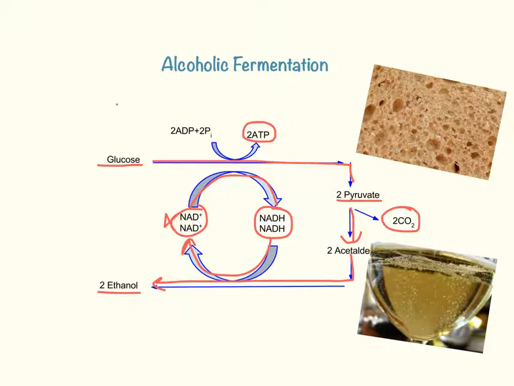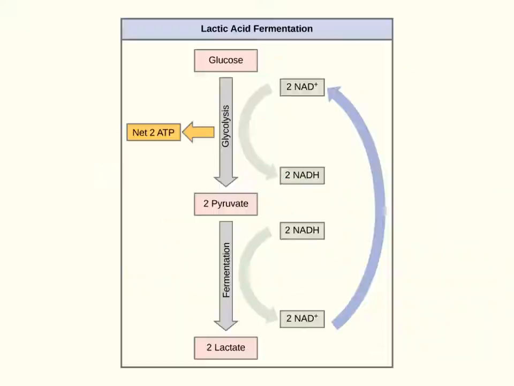The energy yield from this process comes from the glycolysis step. As you have learned previously, glycolysis has a net yield of 2 ATP. This makes anaerobic respiration about 2% efficient. This is significantly lower than the approximate 32% efficiency of aerobic respiration.